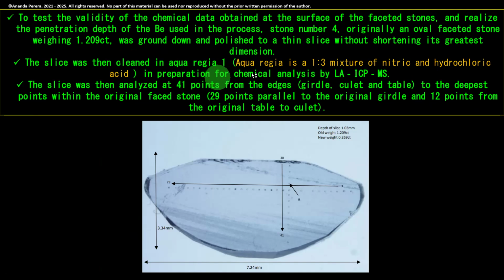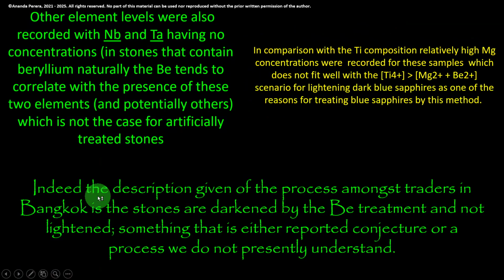So, in penetration for chemical analysis by LA-ICP-MS, the slice was then analyzed at 41 points from the edges, girdle, culet, and table to the deepest points within the original faceted stone: 29 points parallel to the original girdle and 12 points from the original table to culet. So, this is the picture. Then what happened?